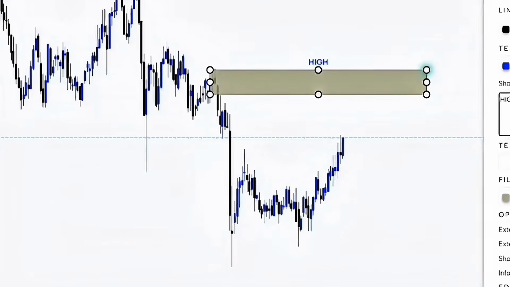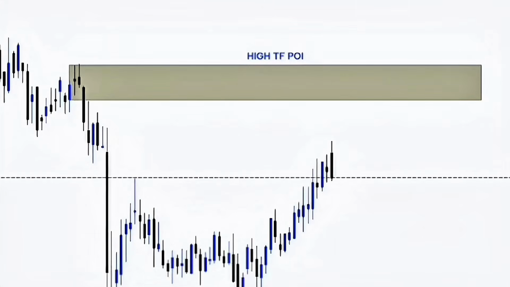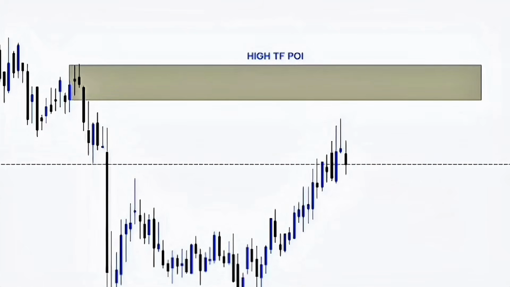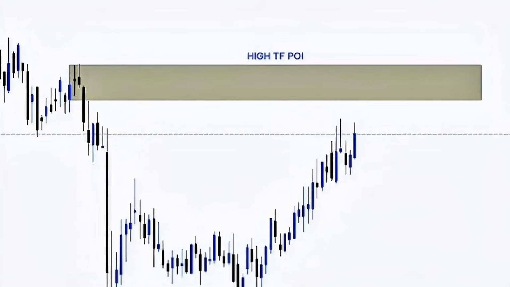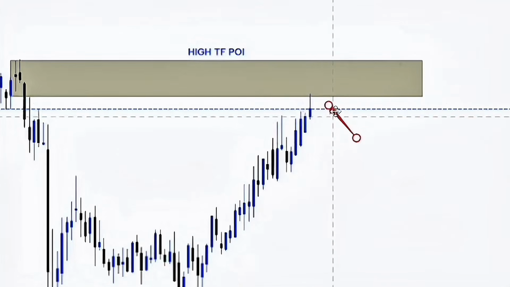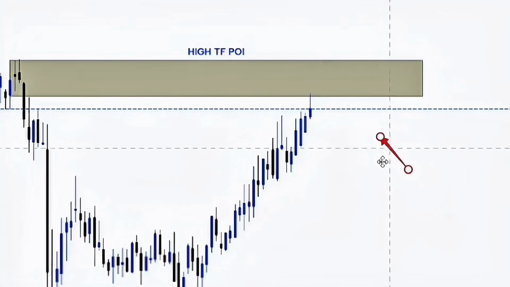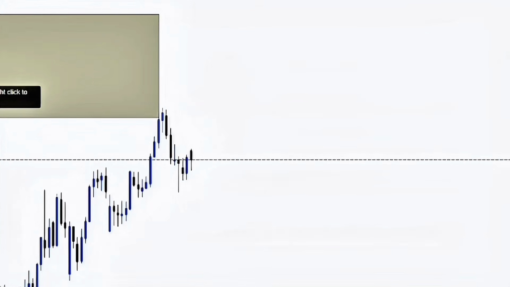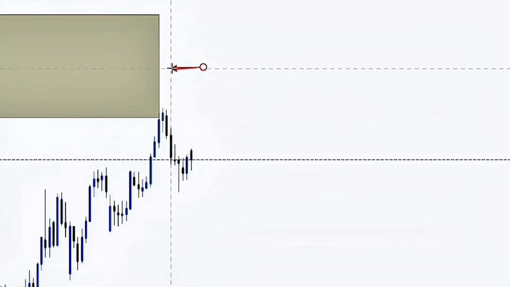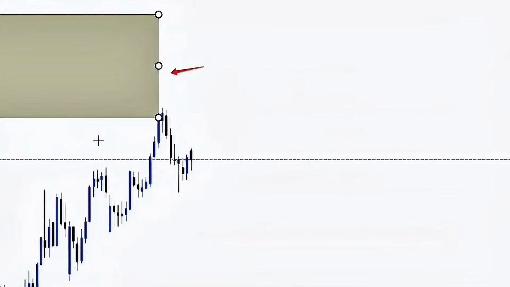The first thing I do is mark my higher time frame POI. My plan is simple. Whenever price returns to this area, I will drop to a lower time frame and wait for confirmation. Now price has reached the zone. Again, I do not enter immediately. Instead, I move down to the lower time frame and let the market tell me what it wants to do.